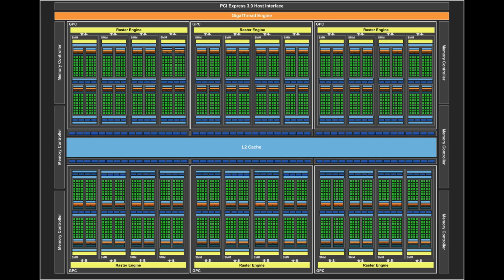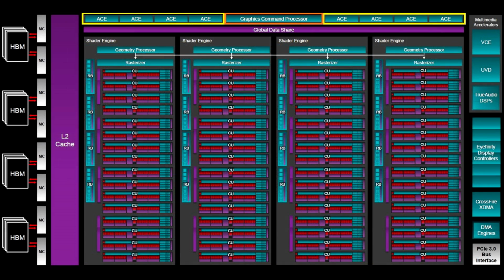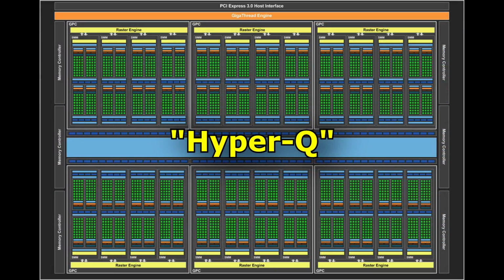Until you look at the top, where you can see the GigaThread engine. So Nvidia doesn't actually have any of those asynchronous compute engines. They have their own version of it. So let's take a look at what this means.